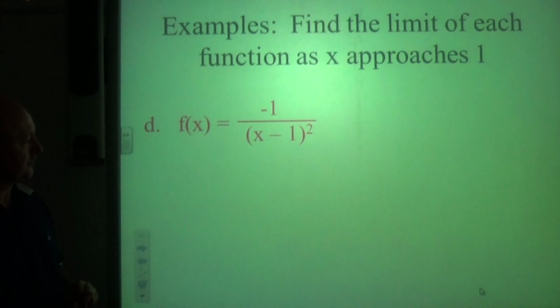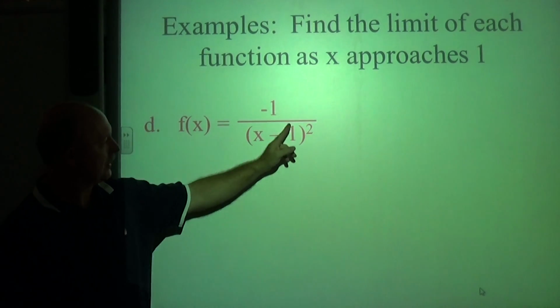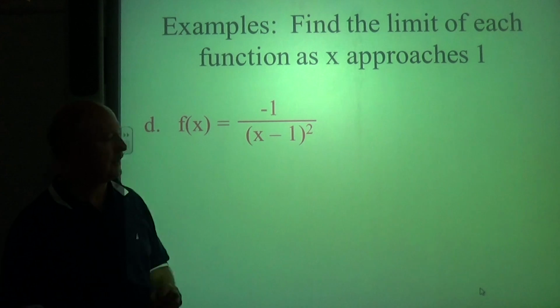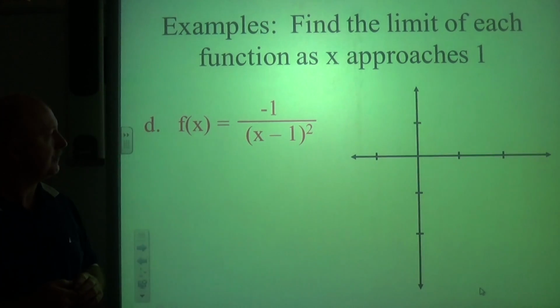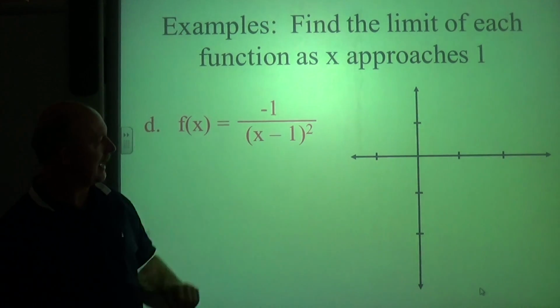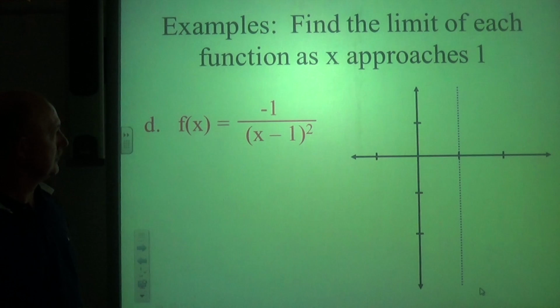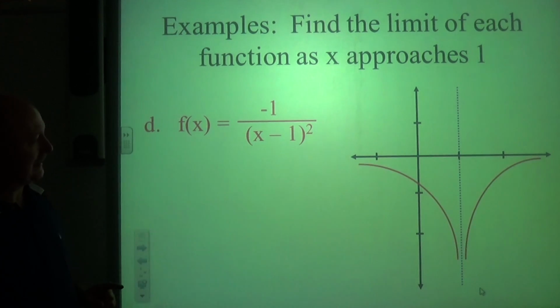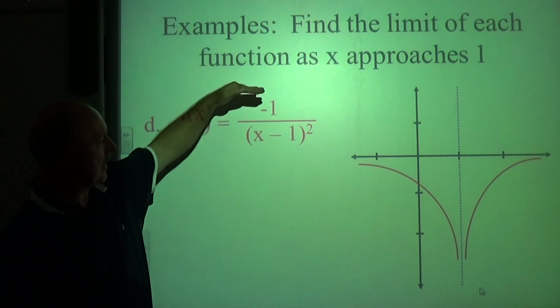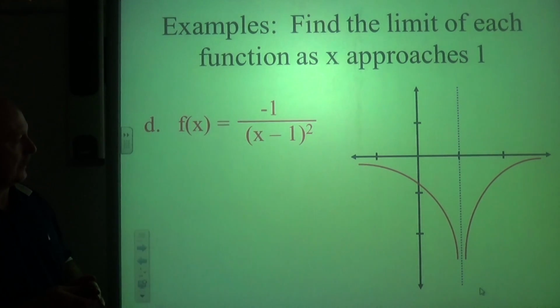Let's try one more. Let's do f of x equals negative 1 over (x minus 1) quantity squared. Now, let's take a look at our graph. Once again, we have a vertical asymptote at x equals 1. Let's put our asymptote in. The graph this time looks like this. Remember, positive 1 over (x minus 1) quantity squared, this is reflected over the x-axis.